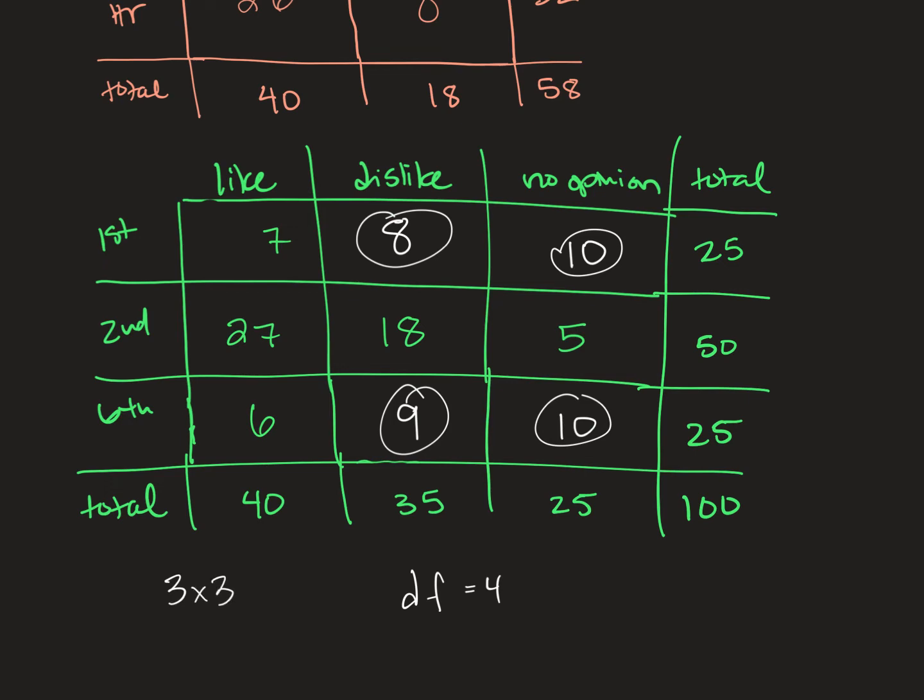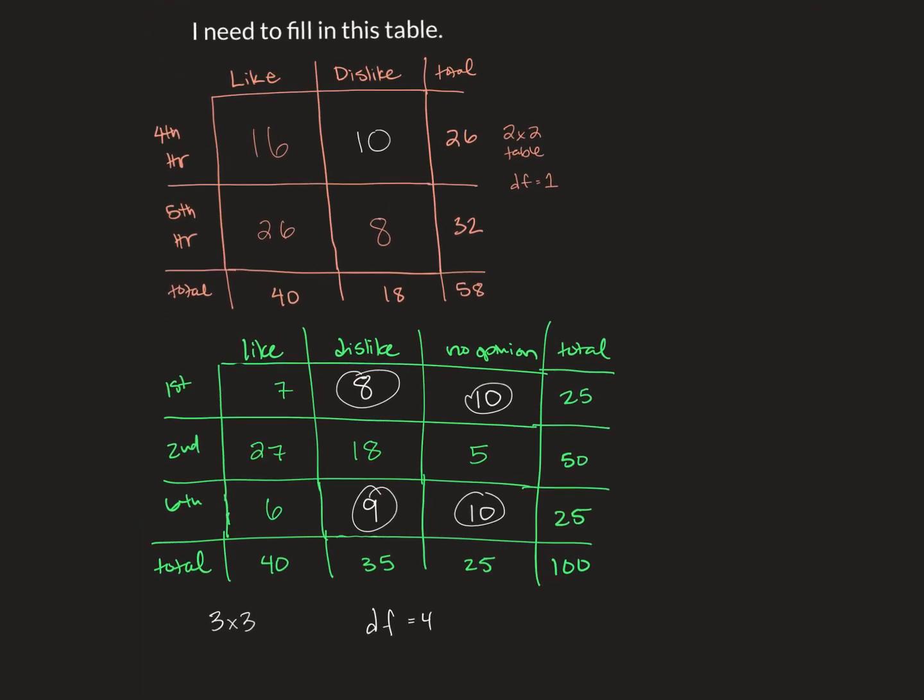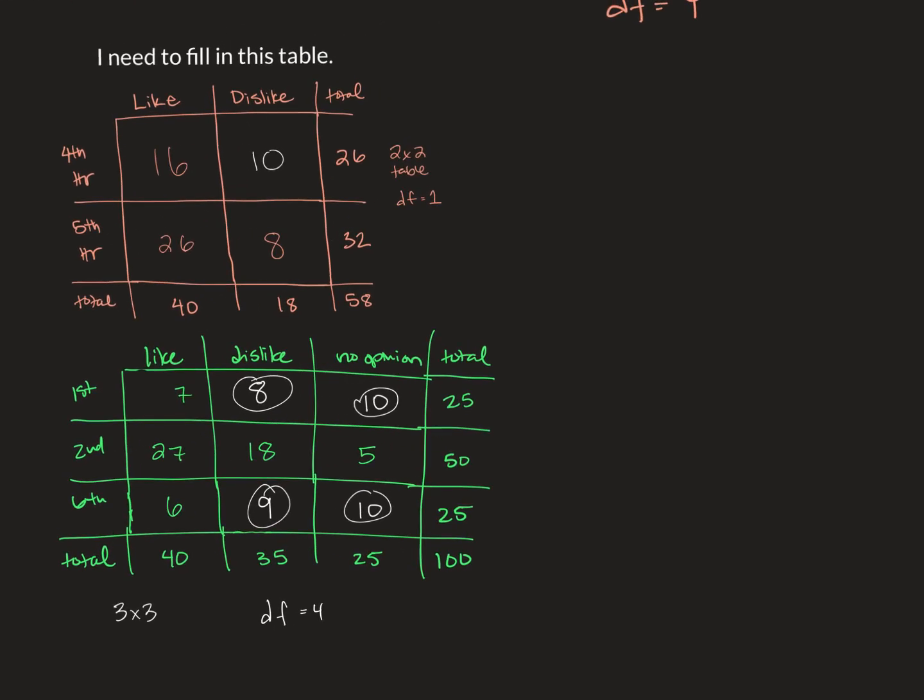And you might notice a little bit of a pattern here. It's a pretty small one thus far, but it is one that will actually hold for us, is that in a 2 by 2 table, we have 1. In a 3 by 3 table, we have 4. In a 4 by 4 table, we would have degrees of freedom of 9.